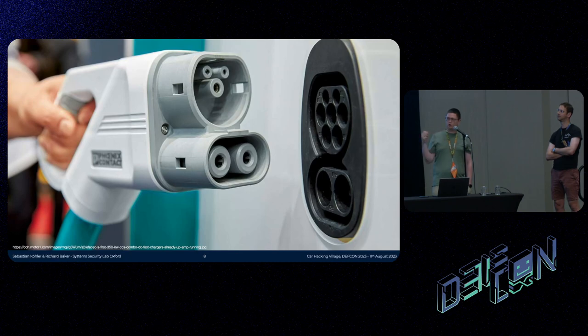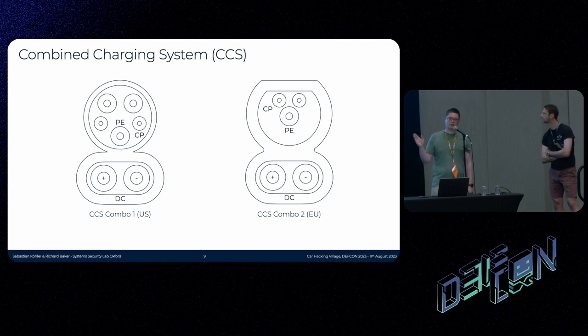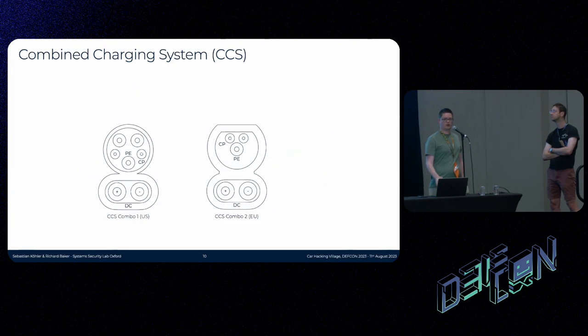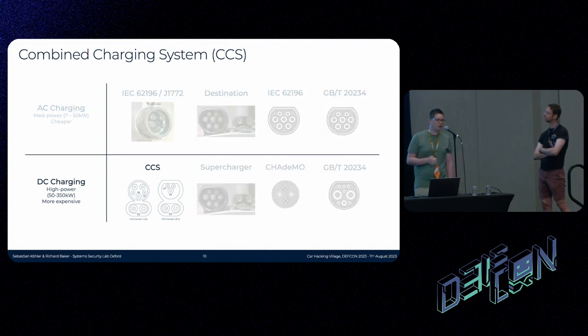Well, all of these examples actually use the same charging standard, which is known as the Combined Charging System, or CCS for short. Most of the people are probably familiar with the left one, which is the Combined Charging System plug type 1, which is used in the US. And on the right is the one that is used in Europe. It's exactly the same underlying technology, just a different plug type. Of course, there are many more charging standards, as we can see on this overview here. But in this talk, we are going to focus on DC charging using the Combined Charging System.